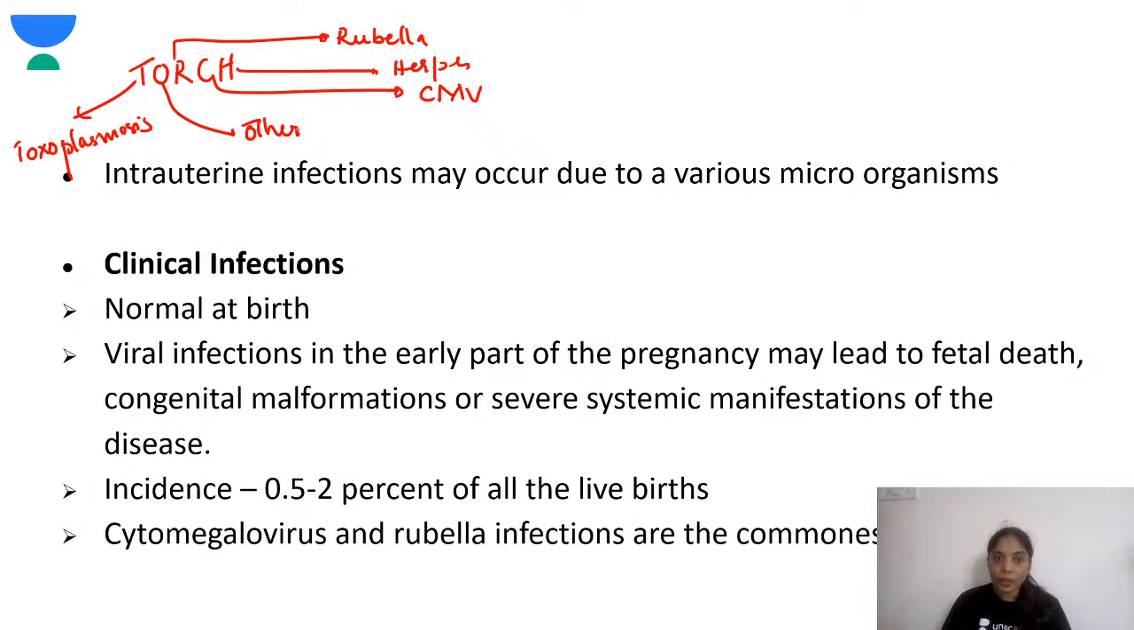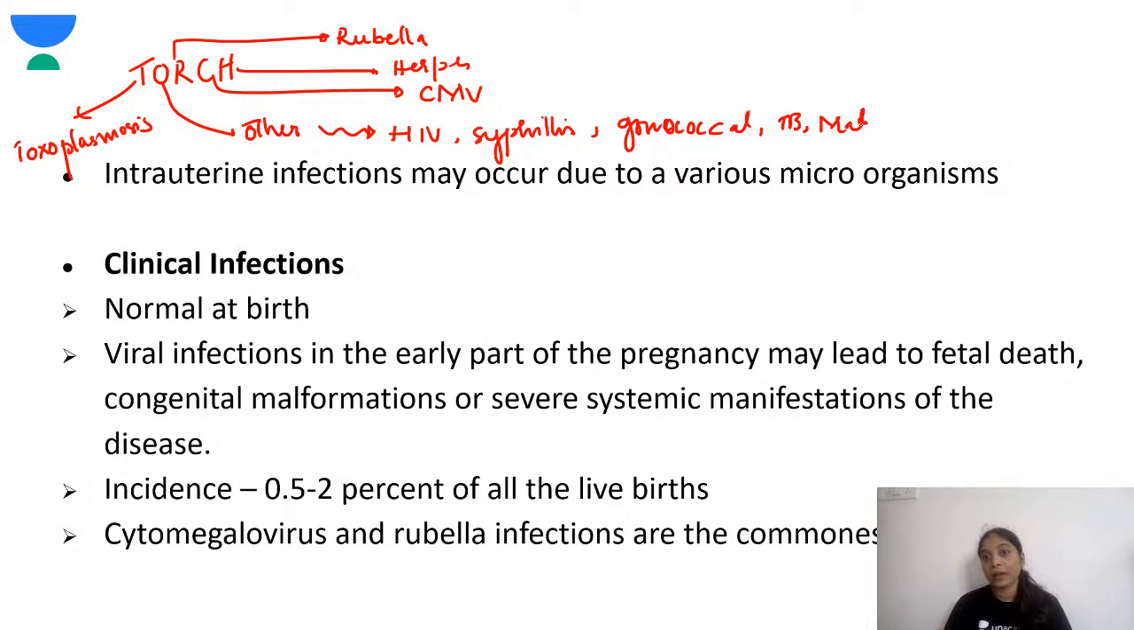Now coming to the other infections. That could be HIV infection, it could be syphilis, it could be gonococcal, tuberculosis, it could be malaria, there could be varicella. So there are a lot of other congenital perinatal infections which happen.